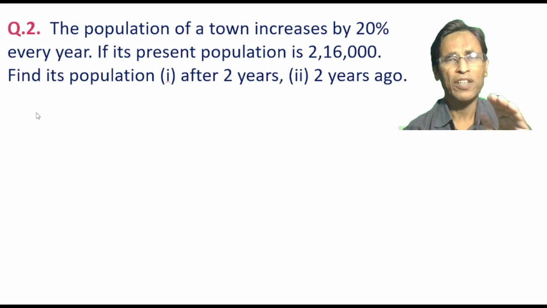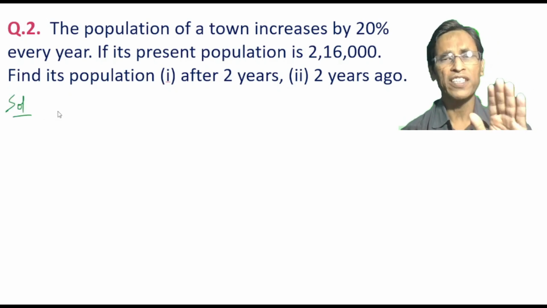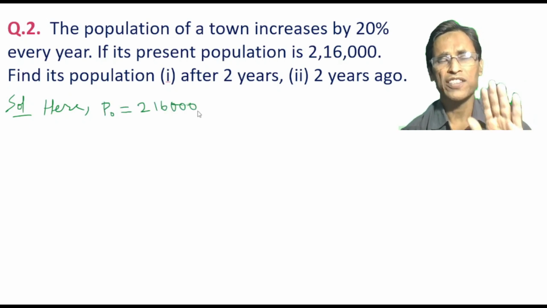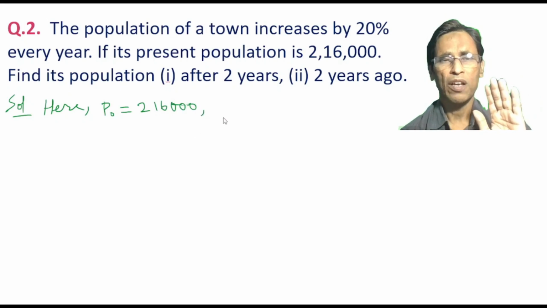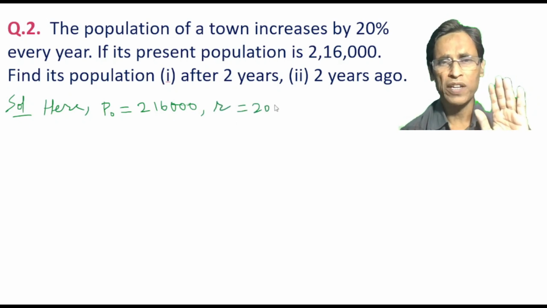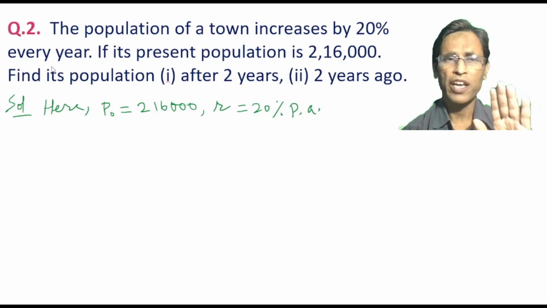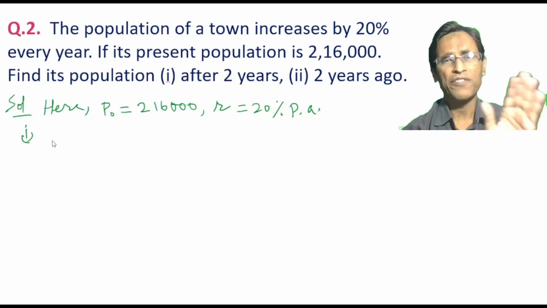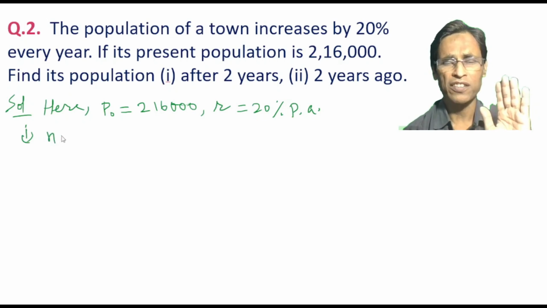So now one by one we find out the two values. First of all, we collect the information provided in the question. Present population of the town, if we indicate it by P0, then P0 is 2,16,000 and rate of increment in population is 20% per annum. Every year means per annum. Now, in part 1, the time period after which we have to find out the total population of the town, that is n, number of years, equal to 2 years.